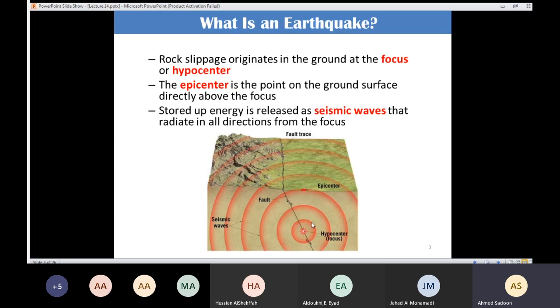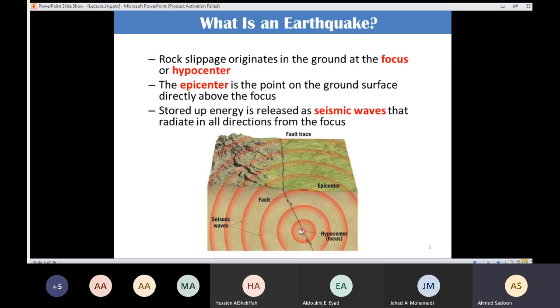We are going to start with the focus, or the hypocenter. We call that place from which the rock slippage originates in the ground. We are going to call that point the hypocenter or the focus. It means that the displacement or the movement is going to start at that point. So the focus is the point from which the displacement or the slippage is going to start.